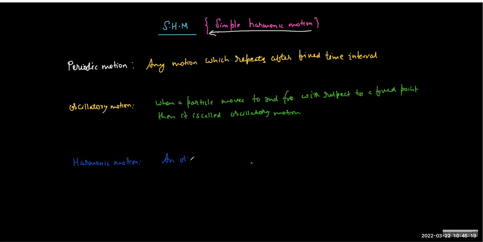An oscillatory motion which is periodic as well is called harmonic motion. So now you realize what harmonic motion is. So we have deciphered the meaning of the last two words of this SHM.